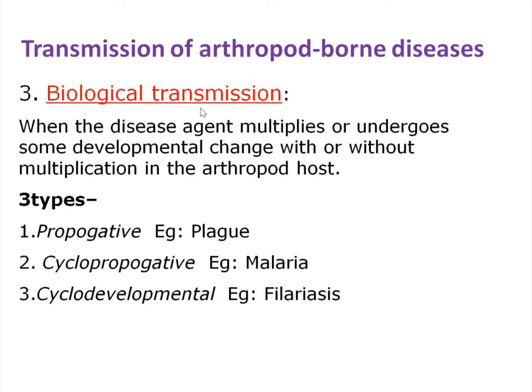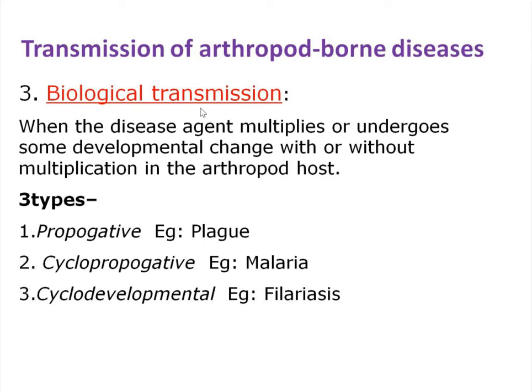So there are three different types of biological transmission. It can be propagative, cyclopropagative, and cyclodevelopmental. What is meant by the propagative type of biological transmission? Propagative means it multiplies its number. The disease agent or microorganism undergoes multiplication. It undergoes sexual cycle in the arthropod host. The best example is plague.